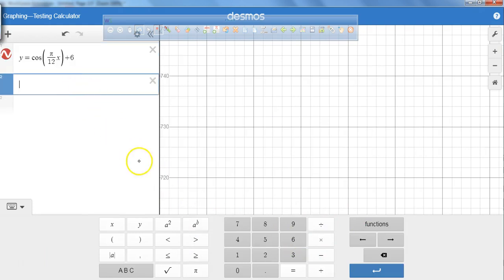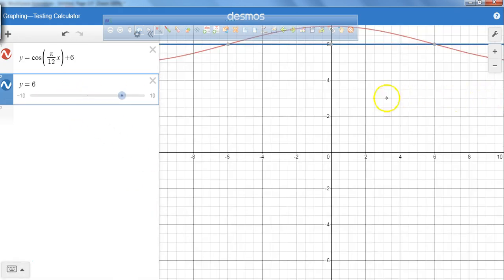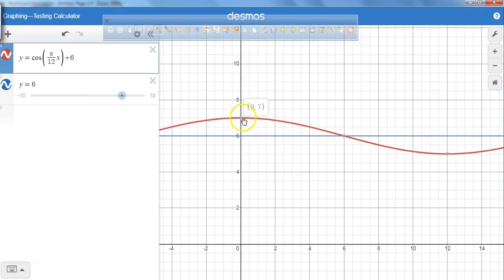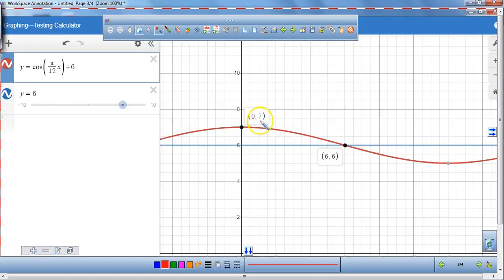Alright, so it's always helpful whenever you guys are doing this and you're using Desmos, to also write in the midline. I'm going to hit home so we can take a look at it. There we go. So I'm going to put a point right here at 0, 7, and the next point I'm going to put is a 6 and a 6. So those are the 2 points, 0, 7 and 6, 6.